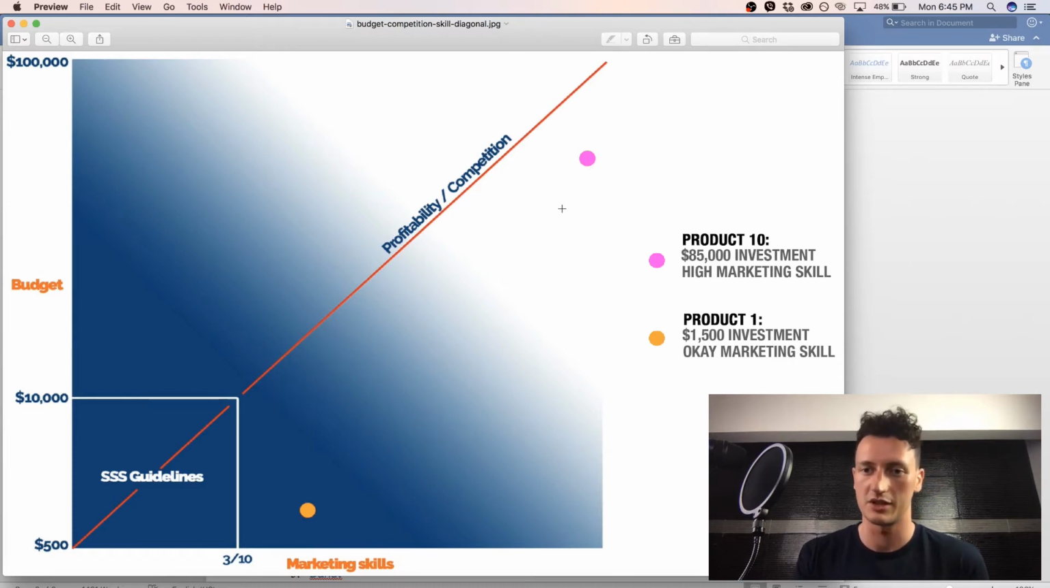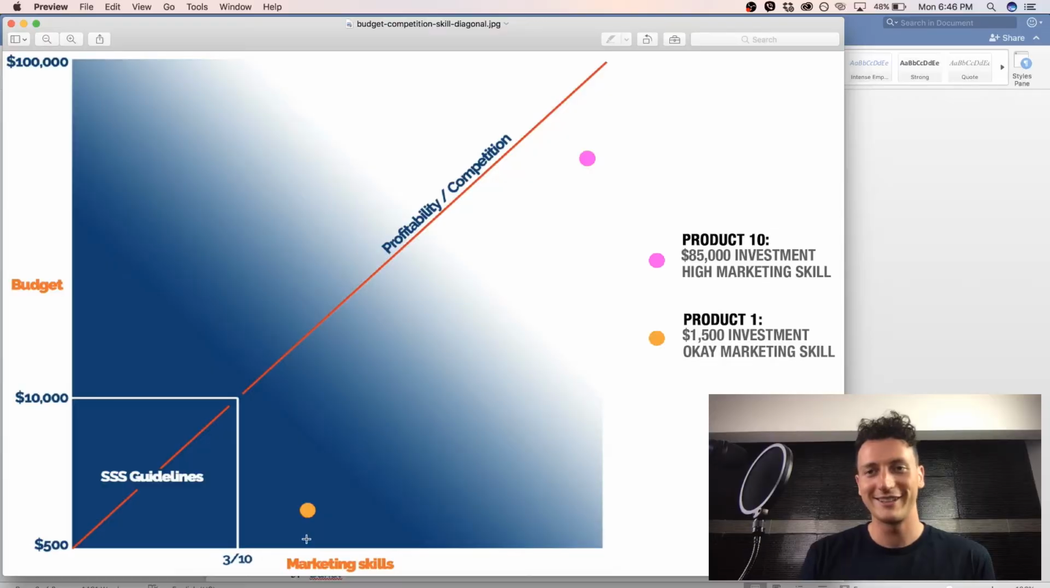So the white is competition. To give you an example here, product number 1 that I launched probably 16, 17 months ago now, I had $1,500 to invest. So a very, very low budget down here. If you have less than this, again, you can still launch a product, no problem, but you're going to be making less profit. And I had an okay marketing skill. I gave myself just below a 5. I did a lot of Amazon Kindle, and I did some Udemy stuff. I had decent marketing skills, and that ended up making me $6,000 per month within 3 months.